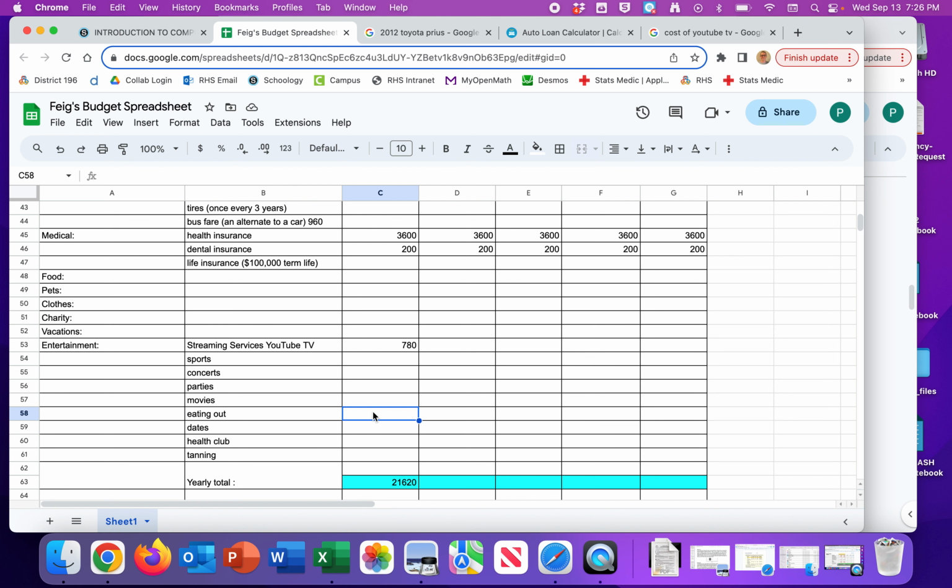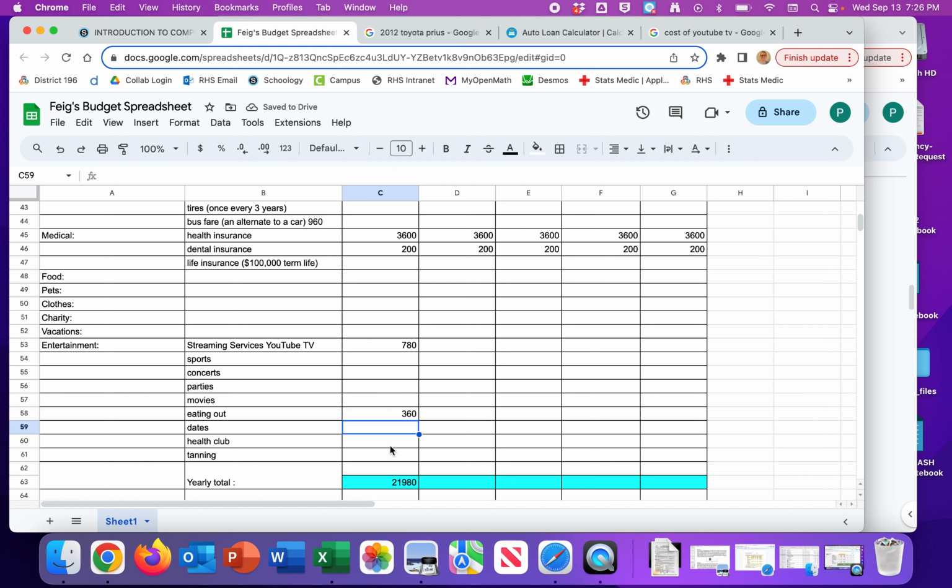I'll maybe do that once a month. I don't know. If I go out with me and my roommate, maybe it'll be $30 a month. I'm just making this up. You can tailor this and individualize this to yourself. $30 a month times 12. Am I going to go on a date?